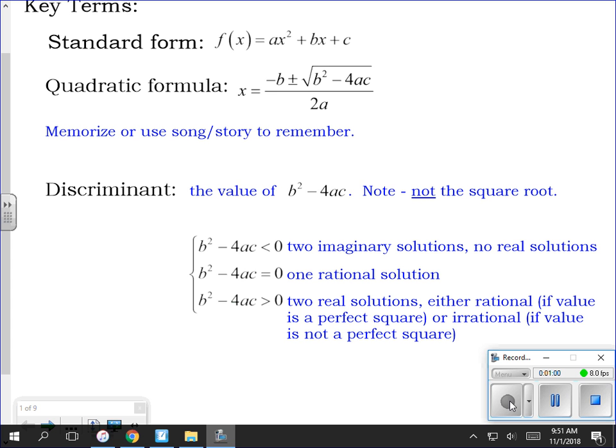On the test, if I say use the quadratic formula and it's factorable and you factor instead of using the quadratic formula, you will get a 0. This is one of those times where if I say solve using a particular method, you must use that particular method. Okay?